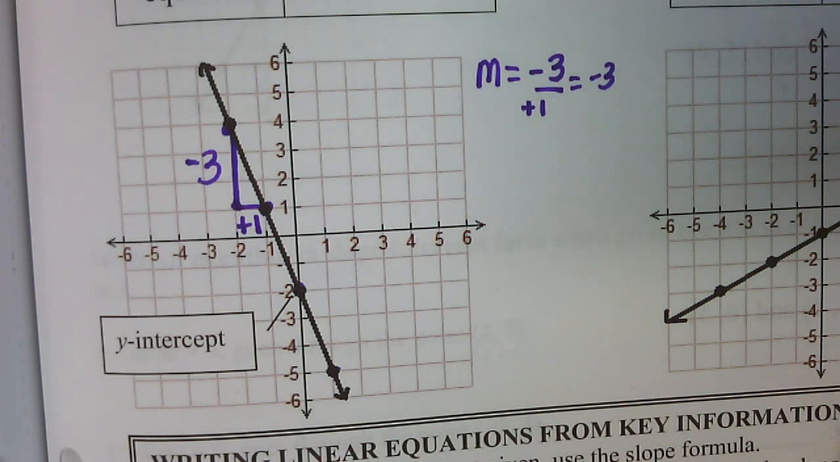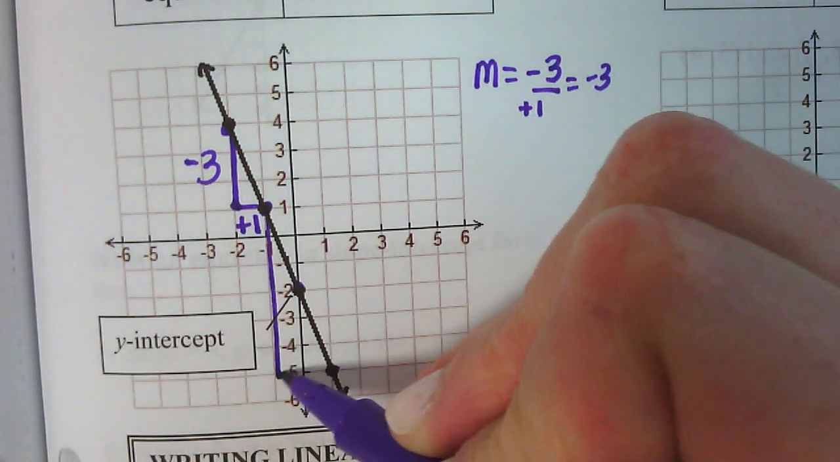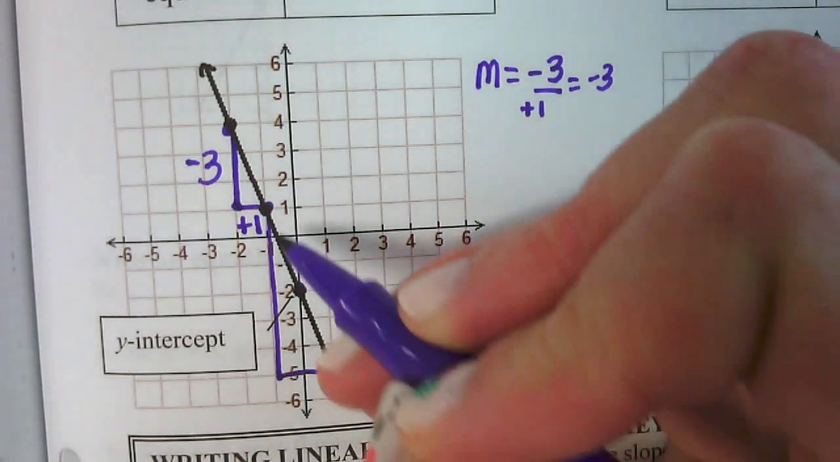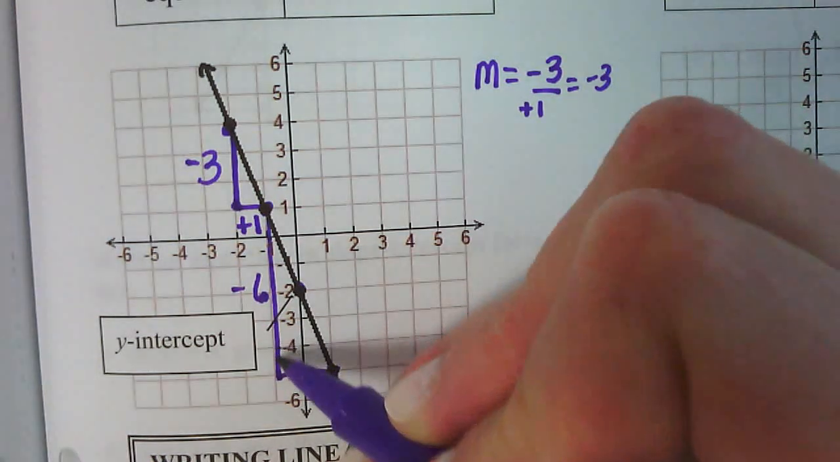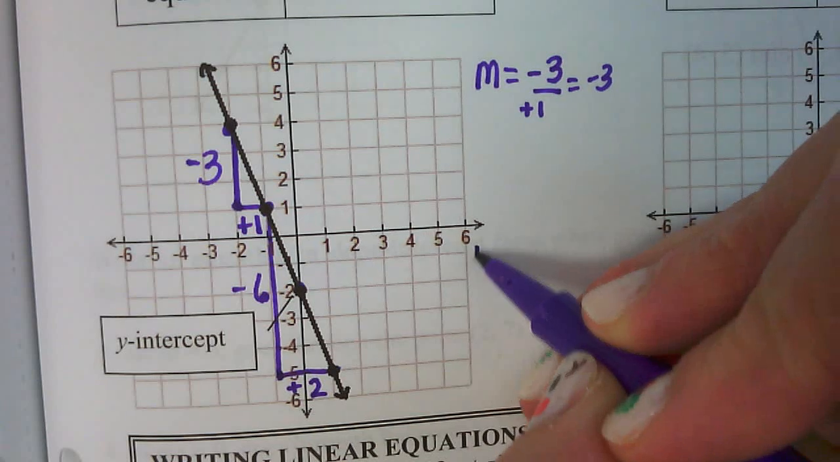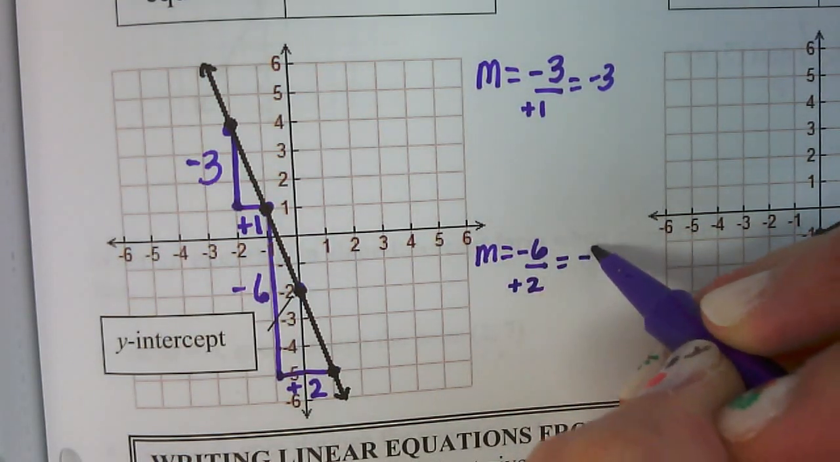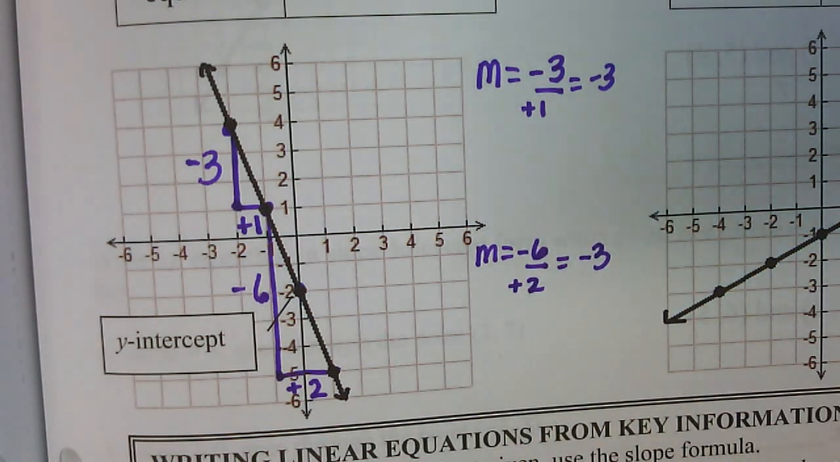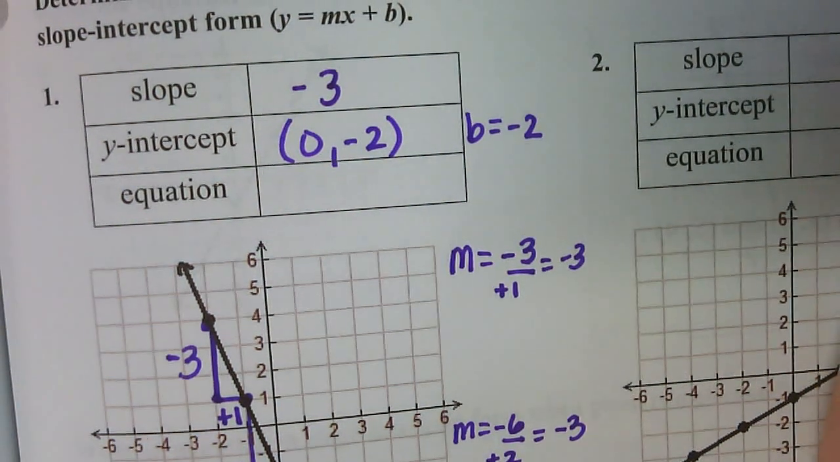Now I could have picked any 2 points on my graph to figure this out. Okay, if I had picked, let's say, this point, and I wanted to get all the way down to this point over here, that means I went down 6, right? 1, 2, 3, 4, 5, 6. And I went over 2, and it was right 2. So if I had used those, it would be down 6, right 2, but that still gives me -3. So either way, I still get the same answer. It doesn't matter which points I used. So I'm going to write my slope is -3.